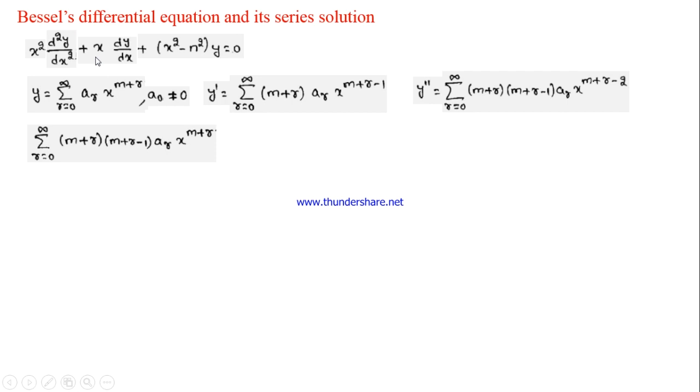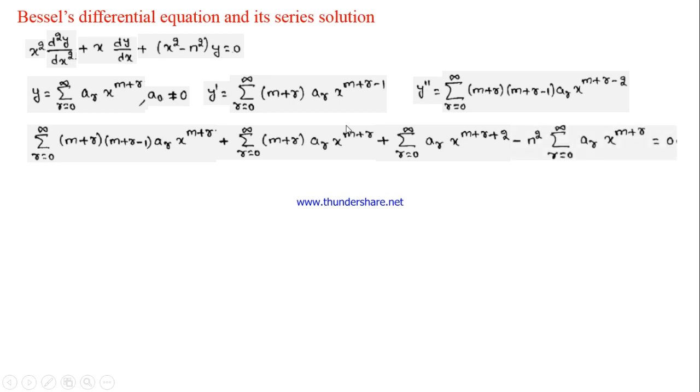Now come to the second term, plus x into dy by dx. Multiplying x to this gives x power m plus r minus 1 plus 1, that just gives again x power m plus r. Now if we come to the third term, it has got two terms in it, x square into y. So multiply x square to this, that gives plus summation ar x power m plus r plus 2, and minus n square into y. So minus n square y is written as it is.